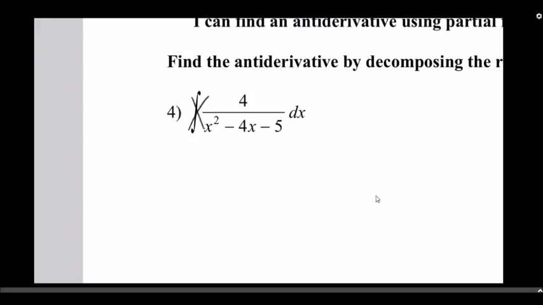So I'm not even going to bother yet with the antiderivative part of this. I'm just going to look at this expression and try to break it down into smaller separate fractions. So first step is to factor the denominator. So we're going to have an x minus 5 and an x plus 1. And because we have two factors, that means we're going to have two partial fractions.